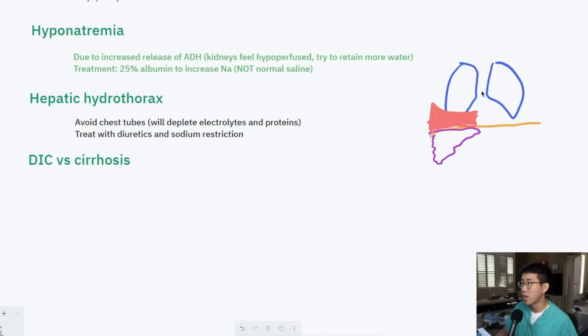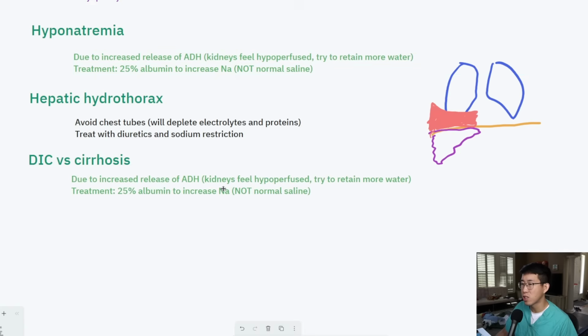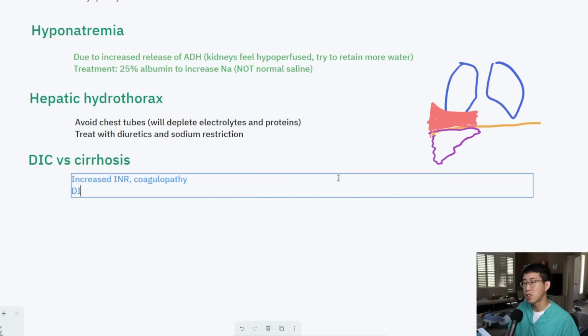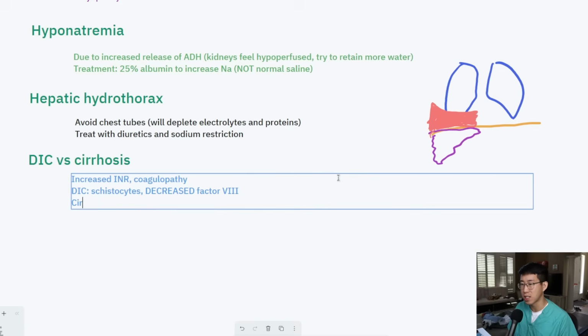Another thing I wanted to talk about is DIC versus cirrhosis. This is a common thing that we sometimes have to try and differentiate because both of them are going to cause increased INR and coagulopathy. But how can you tell if somebody's in DIC or if they're just having these coagulopathies because of their cirrhosis? With DIC, of course, remember, we're going to be looking for schistocytes on their blood smear, but they also have decreased factor VIII. So this is one of the things that you can check to differentiate DIC versus cirrhosis.